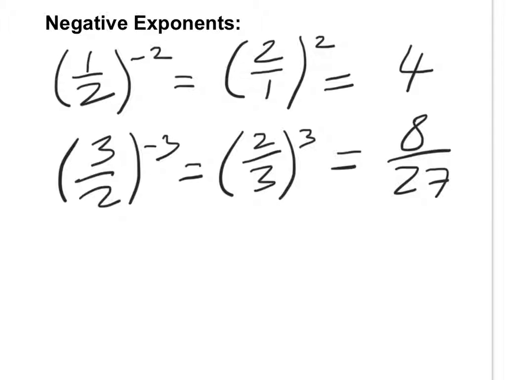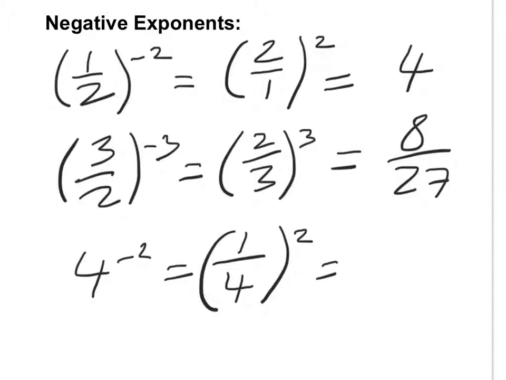And what if it's a whole number? Imagine if it's 4 to the minus 2. Well, you flip the 4 to 1 over 4, and you keep the 2, and it becomes 1 over 16. So that's how they work, the negative exponents.